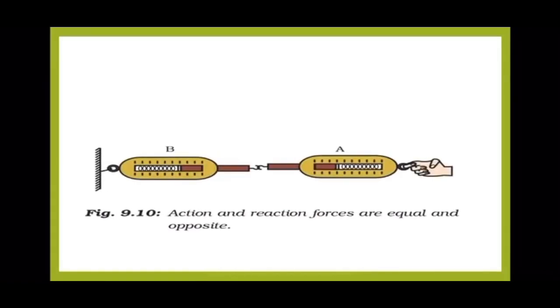Let us consider two spring balances connected together. The fixed end of balance B is tied to a rigid support like a wall. When a force is applied through the free end of spring balance A, both the balances show the same reading on their scales. It means that both the spring balances A and B exert an equal amount of force on each other, but in the opposite direction.